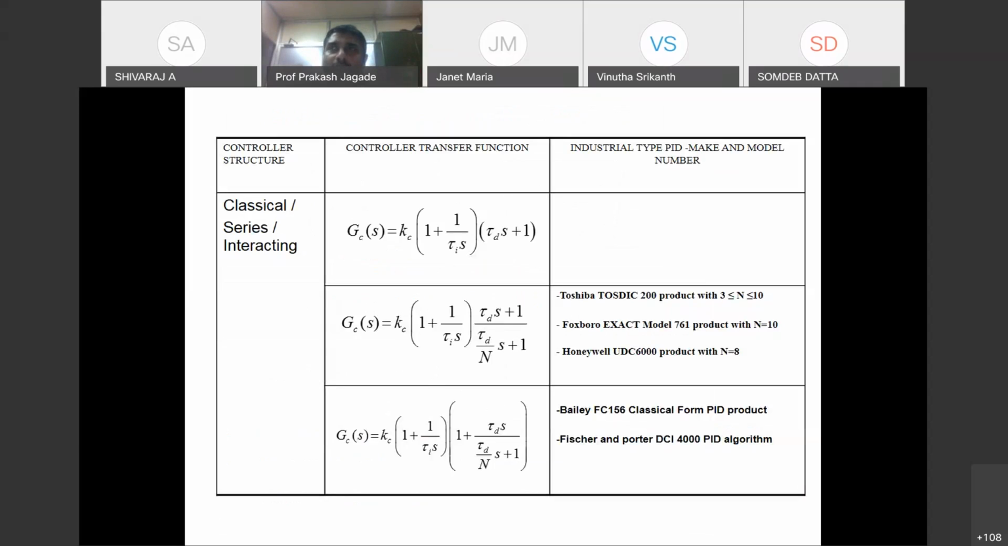If you use a single degree of freedom PID controller structure, you will get either satisfactory servo performance, that is set point response, or satisfactory load response or disturbance rejection performance. You will not be able to simultaneously satisfy both servo performance and regulatory performance if you use a single degree of freedom PID controller structure.